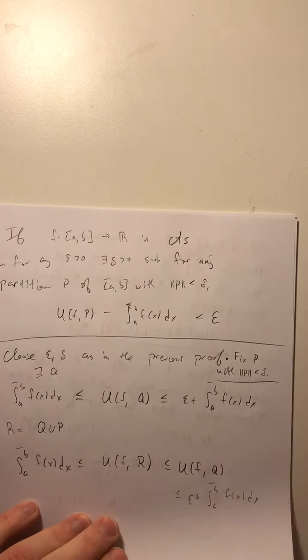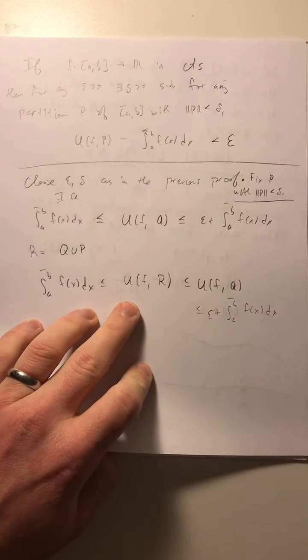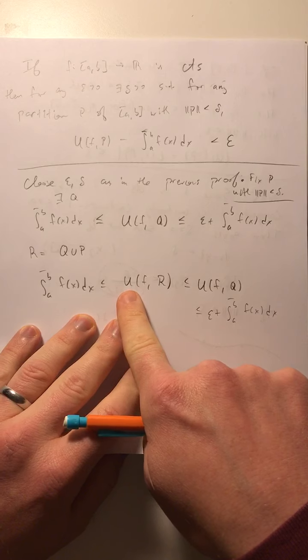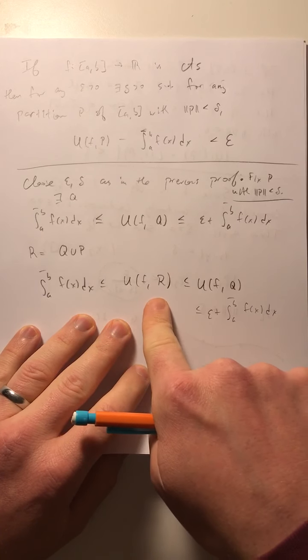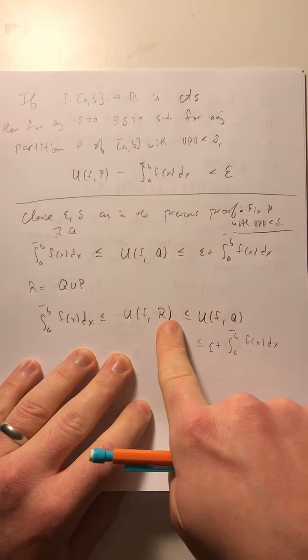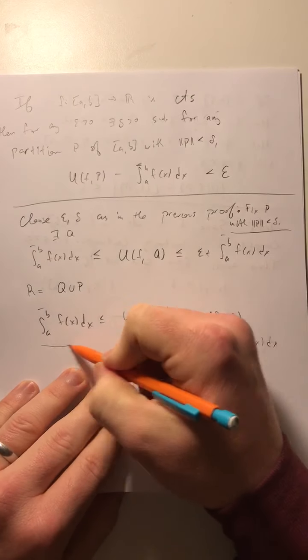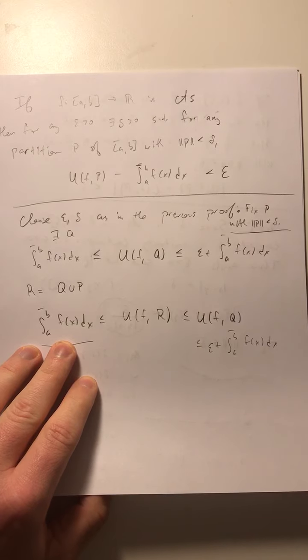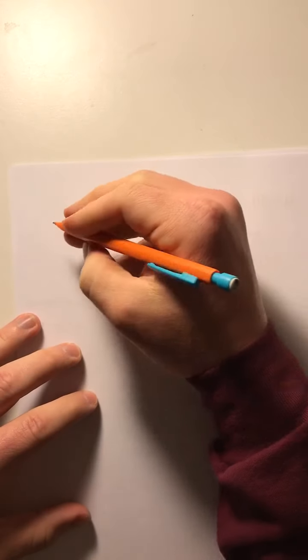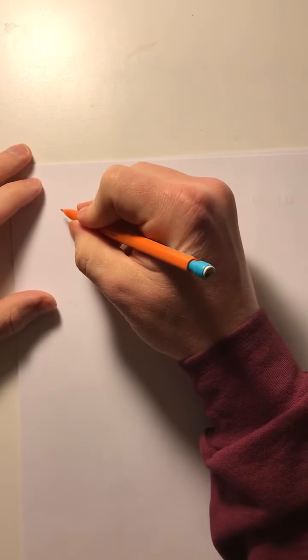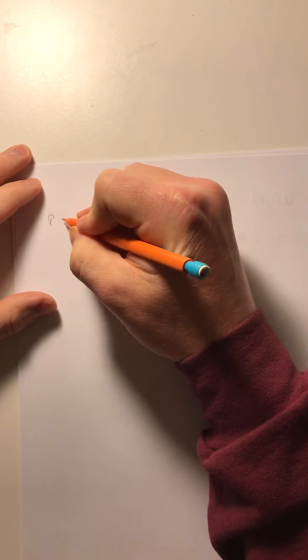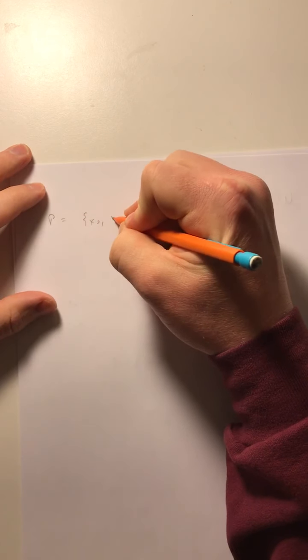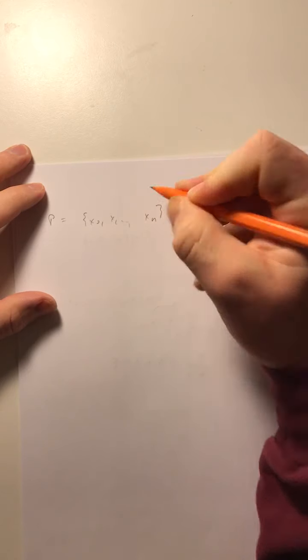So here's what we're going to do. Now I just have to prove that the distance from the upper sum with respect to R to the upper sum with respect to P is less than epsilon, and then I'll know that the distance from here to the upper sum with respect to P is less than 2 epsilon. So I'm going to start being a little less than complete. So let's say P is x0, x1, dot dot dot, up to xn.